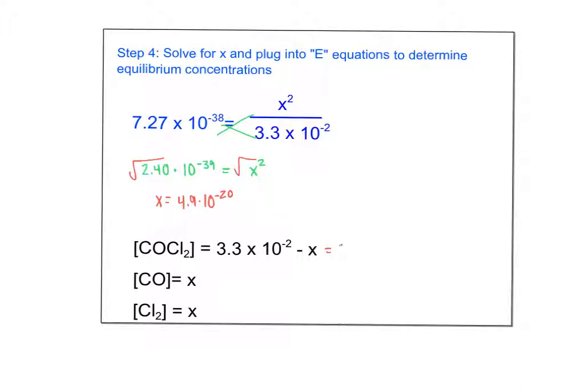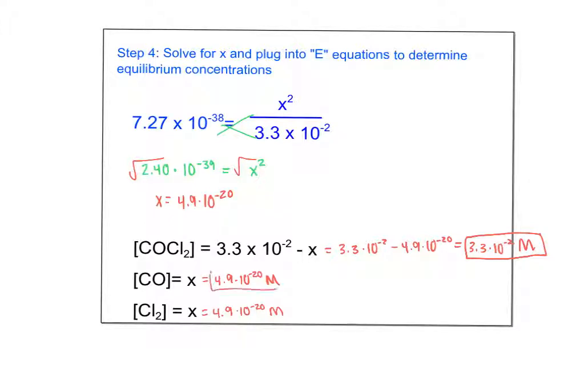Let's plug that in. 3.3 times 10 to the negative 2 minus 4.9 times 10 to the negative 20th gives me 3.3 times 10 to the negative 2 molar. Doesn't really change because 10 to the negative 20th is so small. That equals x. 4.9 times 10 to the negative 20th molar equals 4.9 times 10 to the negative 20th molar. Those are my final answers.